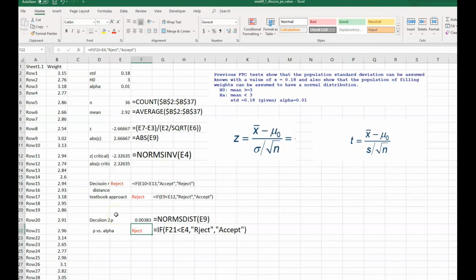It is also true when we apply another decision rule, which I call the shaded area. We compare the p-value with the alpha value. If the p-value is less than alpha, we reject. Otherwise, we accept. So we reject based on the distance rule, and we also reject when we compare the p-value and alpha.